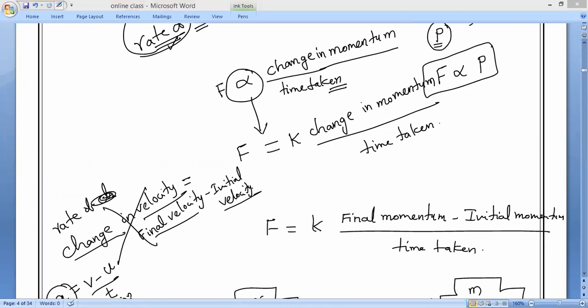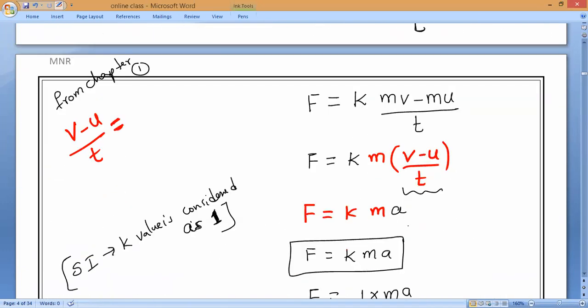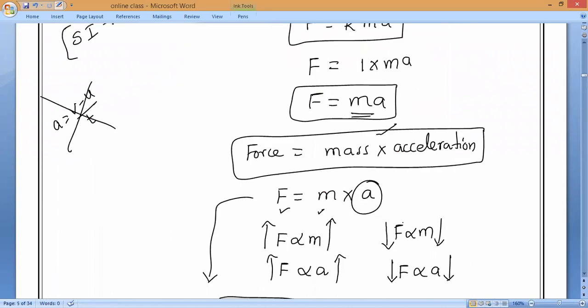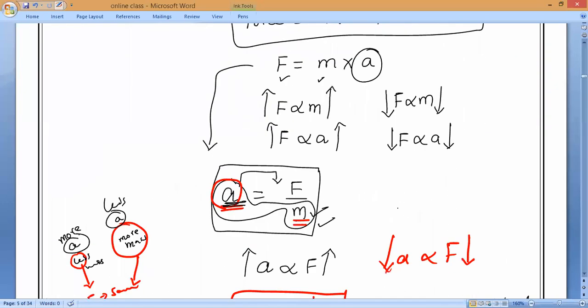Have you understood Newton's second law? What is Newton's second law? Rate of change of momentum. Force. That is Newton's second law. So what is the relation? Finally, conclusions we have to make. Force is directly proportional to mass and acceleration, and mass is inversely proportional to acceleration. That is what you have to remember.